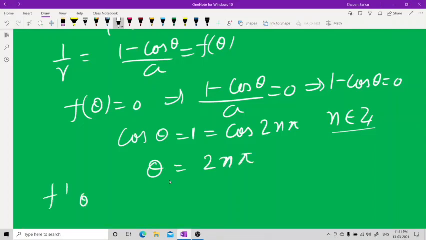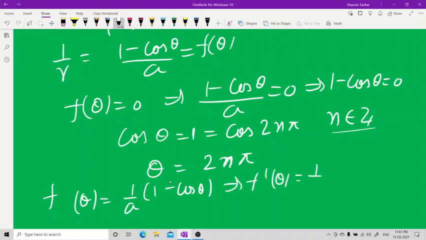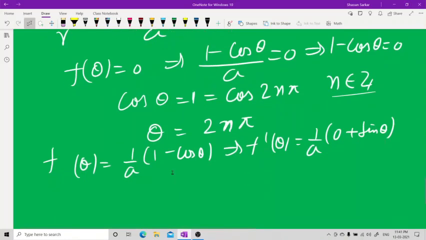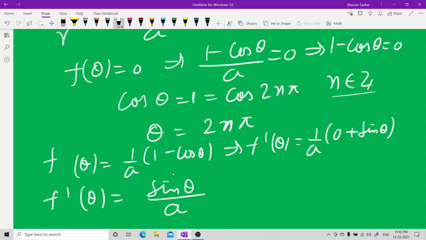Now find f dash theta. F dash theta is nothing but, do it. 1 upon a is outside. Then you have 1. Wait a minute. What is f theta? F theta is 1 minus cos theta. Now find f dash theta. F dash theta is 1 upon a 0 plus sine theta, because cos theta derivative is minus sine theta. So f dash theta is sine theta upon a, right? Upon a.